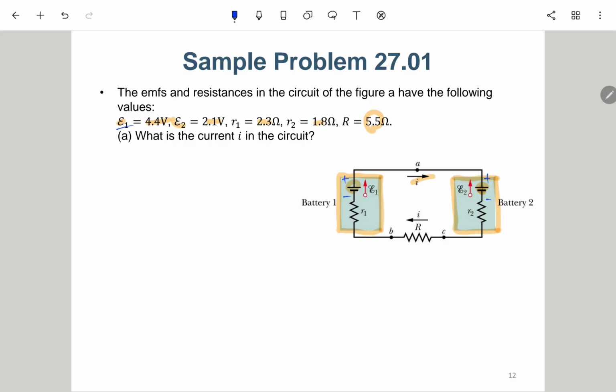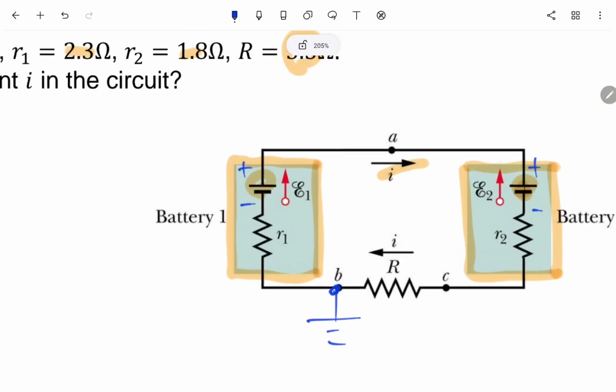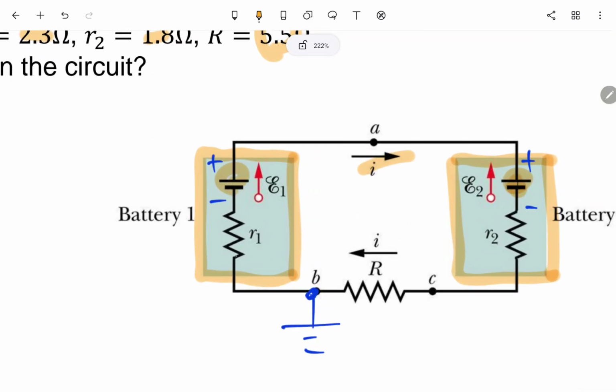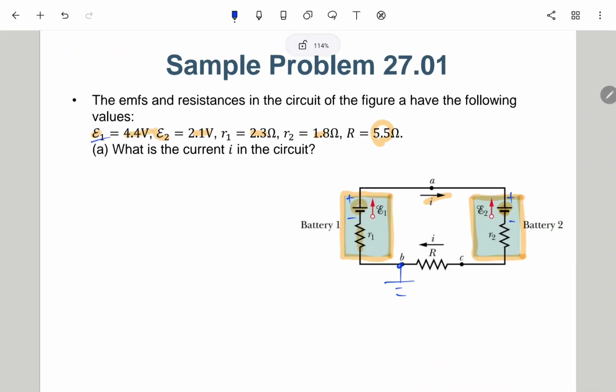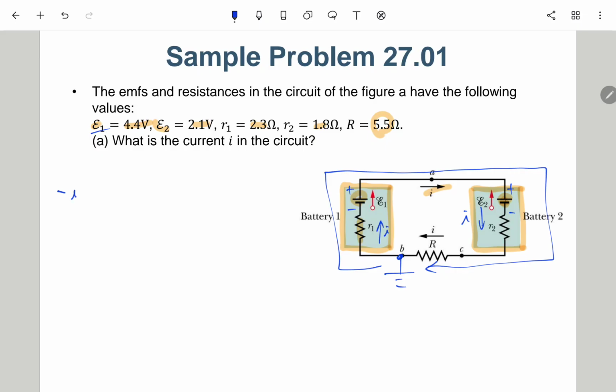Let us start from this node. I can just call this one the ground node, and then we go clockwise. The first step is going through R1. It will be a voltage drop because the current flows clockwise this way. So we consider a path like this. The first term is minus IR1.